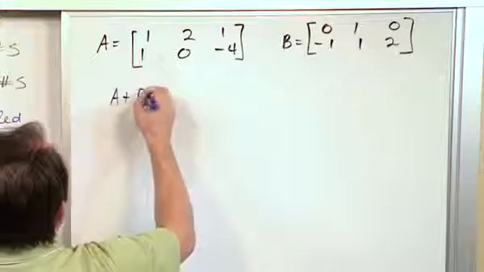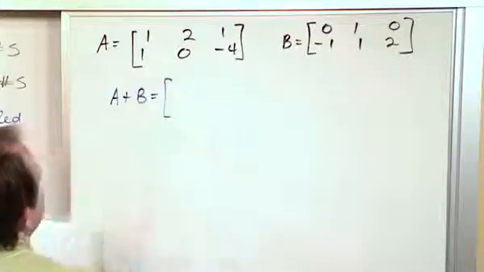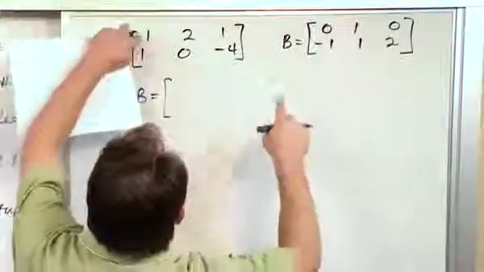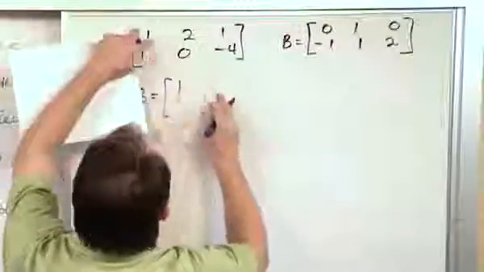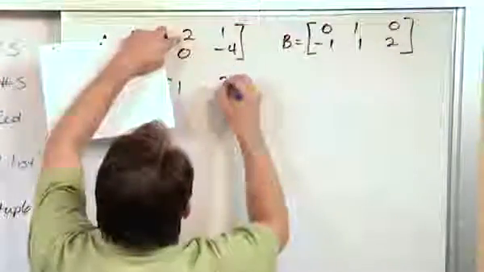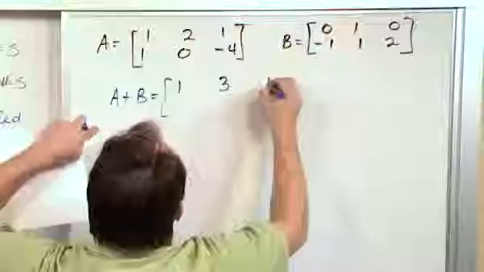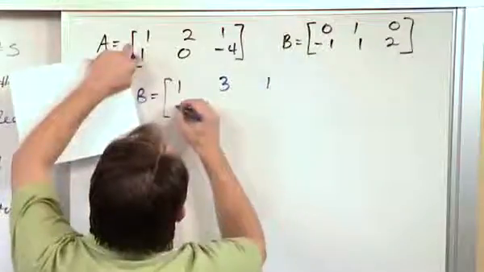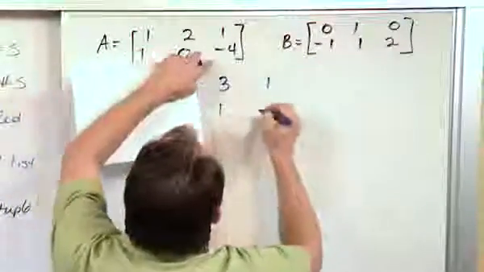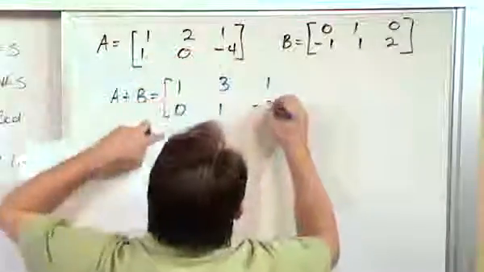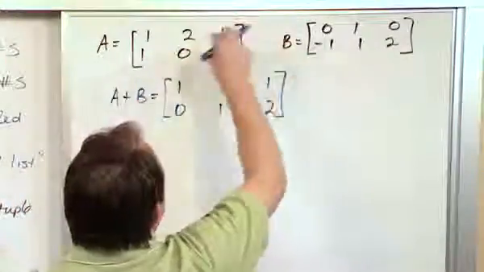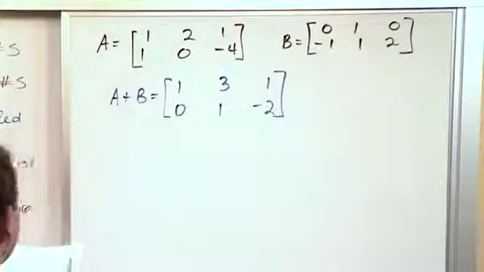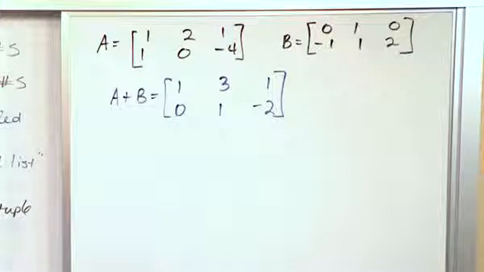A plus B, you would say, is equal to, and you just find the corresponding elements. 1 plus 0 gives you 1. 2 plus 1 gives you 3. 1 plus 0 gives you 1. 1 plus negative 1 gives you 0. 0 plus 1 gives you 1. Negative 4 plus 2 is negative 2. So you see we take the corresponding elements of the matrix and we arrive at 1, 3, 1, 0, 1, negative 2.